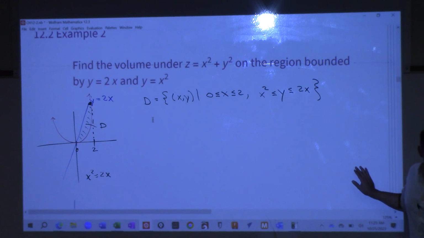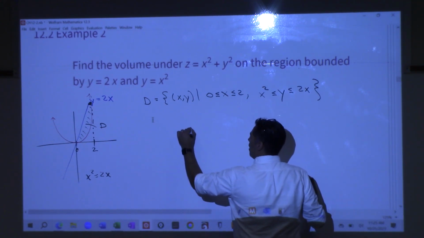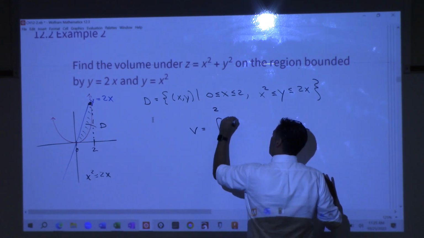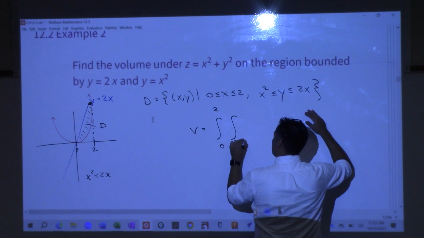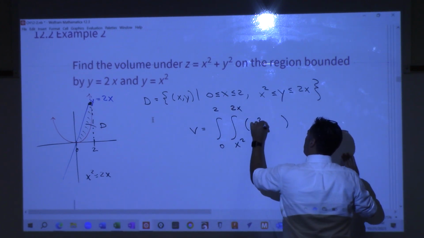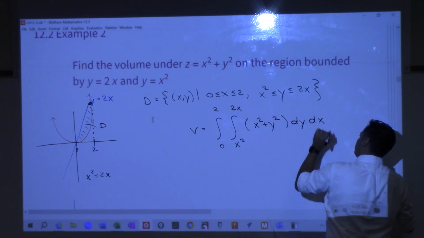So since that's a type 1 region, we're going to set up the double integral. The volume of this thing will be equal to the integral first from 0 to 2, then from x squared to 2x, and then the integrand is x squared plus y squared, and it's dy then dx.